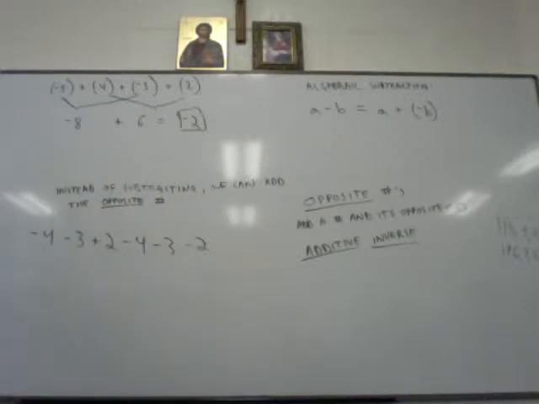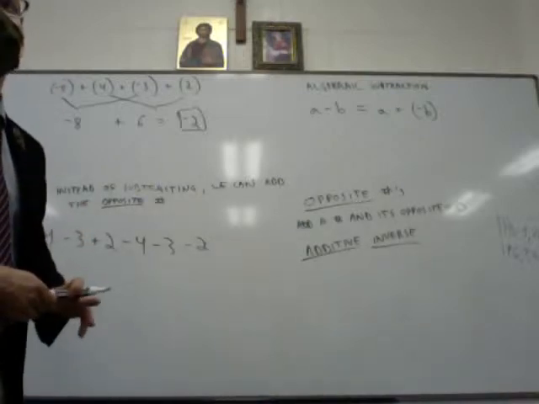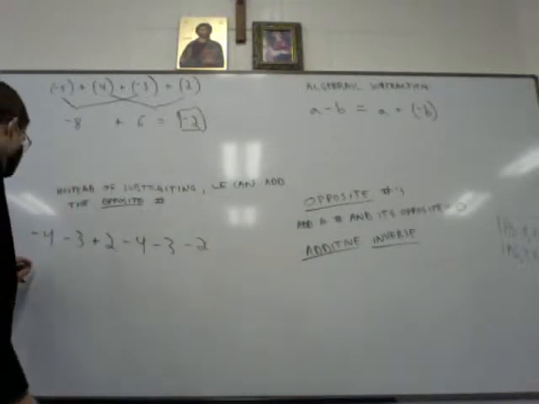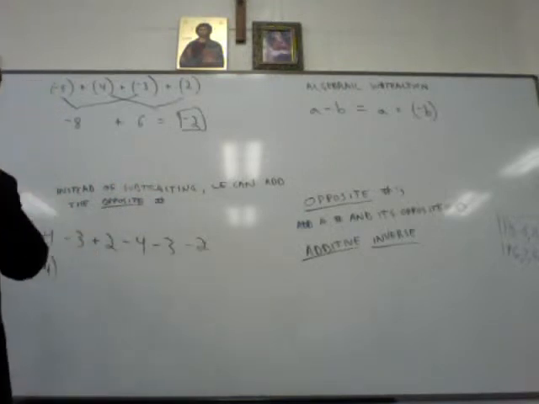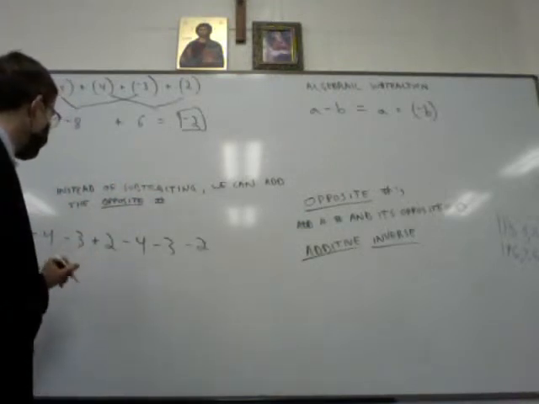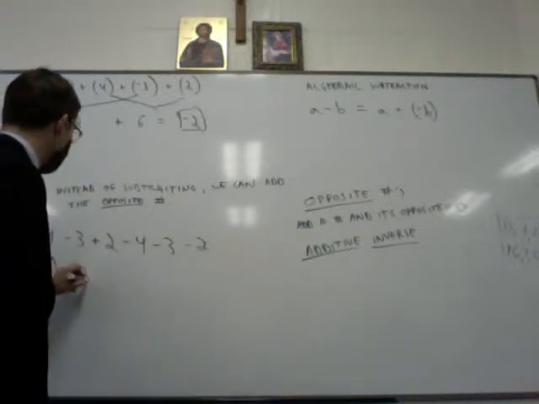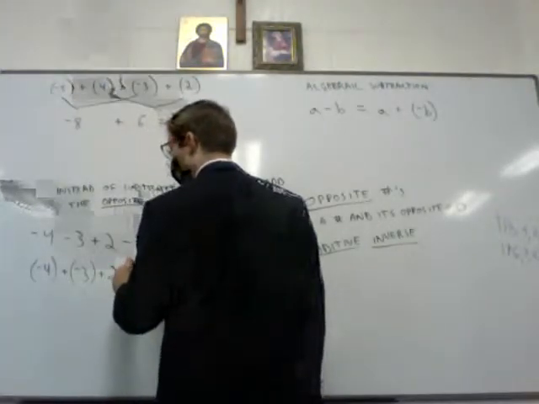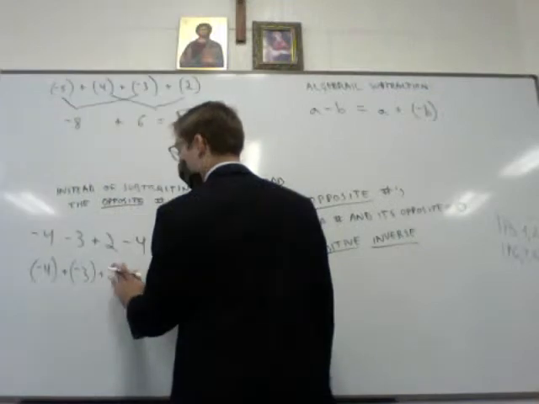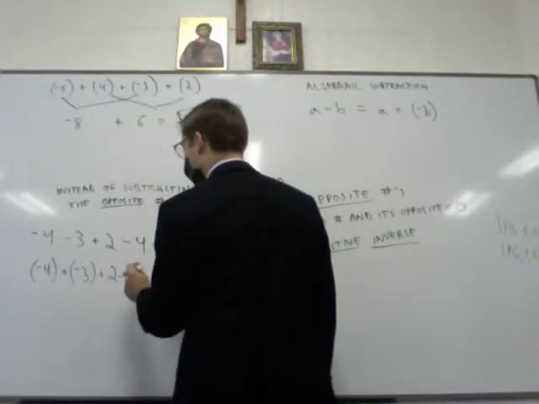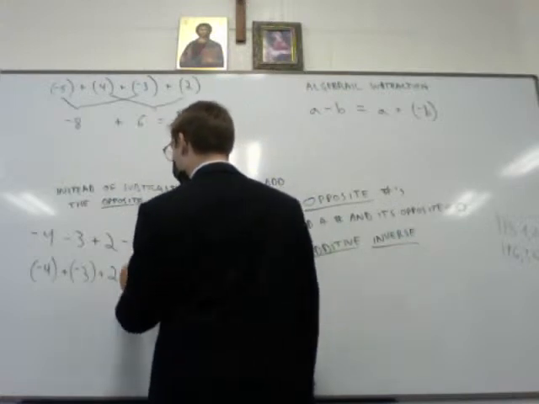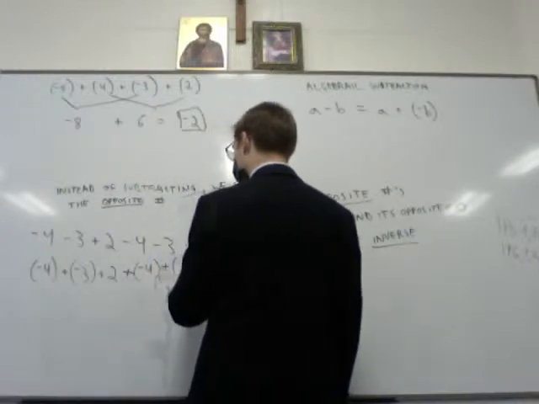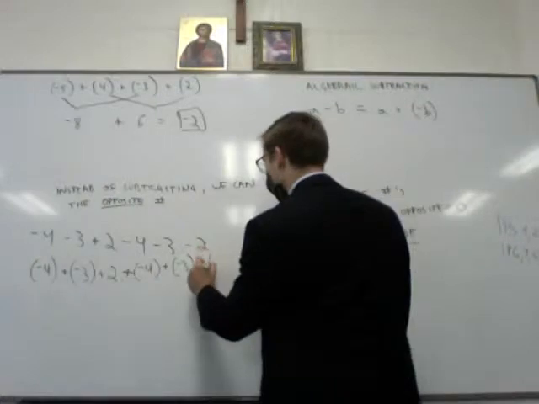You could add up all of the negatives. Right, we can think of this as adding negatives instead. So we've got negative 4, and then what are we adding to it? Adding negative 3, plus 2, plus negative 4, plus negative 3, plus negative 2.